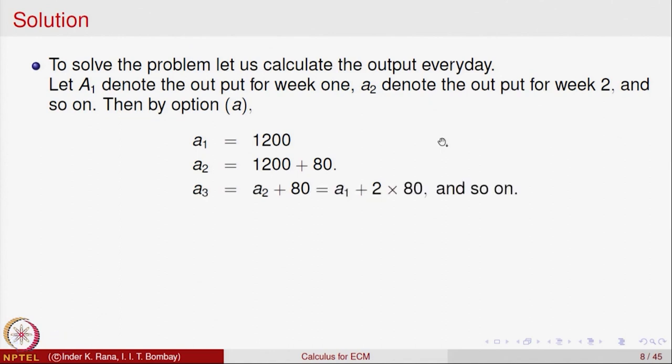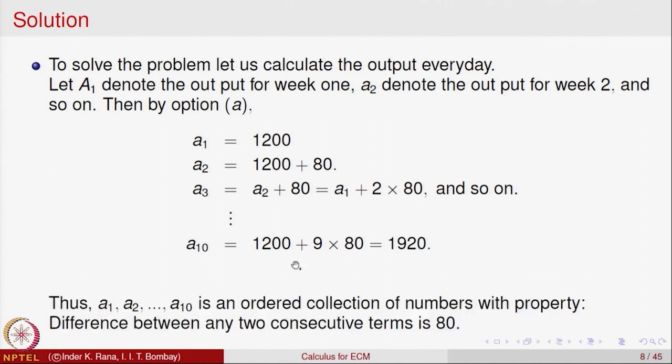Third week will be A2, the second week, plus 80 more, and so on. So the 10th week it will be 1200 plus 9 times 80, that will be so much. So this gives us an ordered collection. The important thing is this data is an ordered collection of numbers. So this is the first week, second week, third week, 10th week.